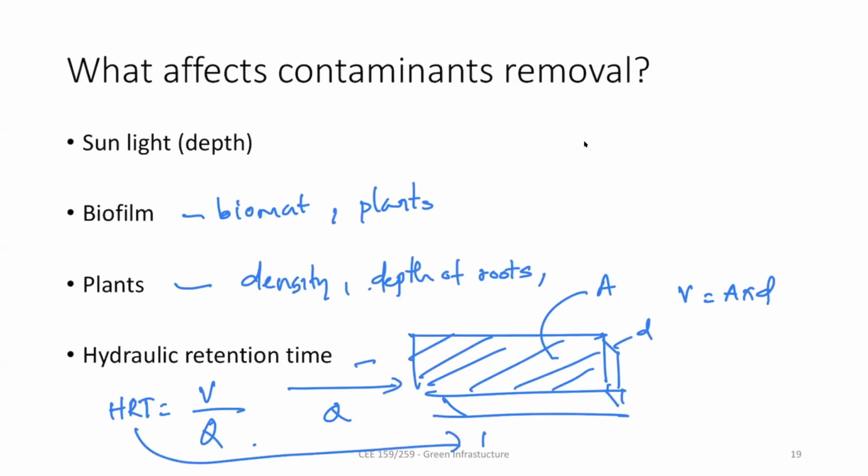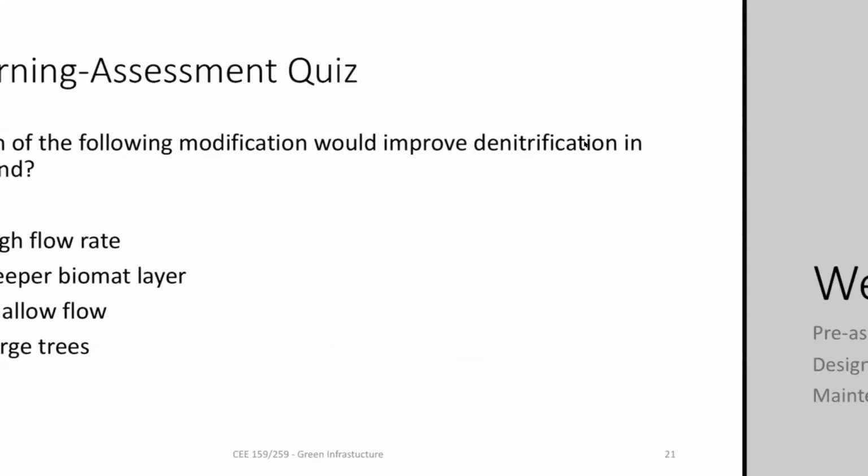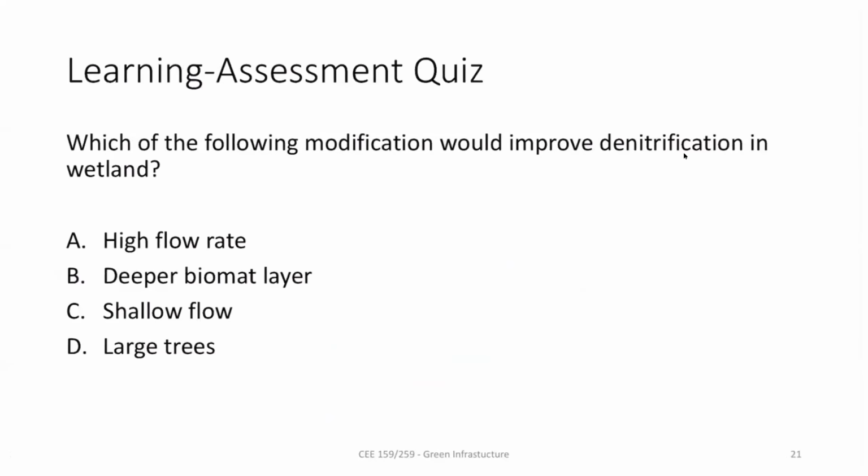So longer retention is better because there is more time for contaminants to get removed. Okay, so which of the following modifications would improve denitrification? So again, think of denitrification as a biological process. Biological processes are slow. That means you have to use a low flow rate.